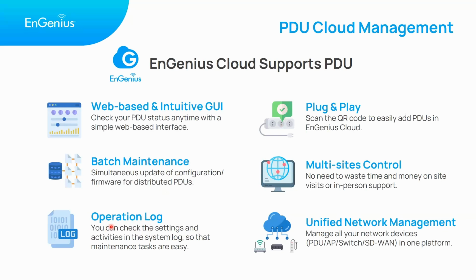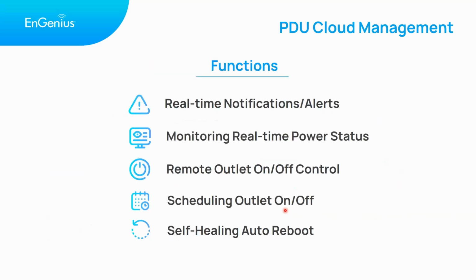And then, of course, since this is part of our ecosystem, our unified network management, alongside our APs, switches, switch extenders, and SD-WAN, now you have the PDU as well as part of that platform for managing everything. Now, some of the functions that we have for the PDUs are real-time notifications. This can be customizable as well. And then we have real-time monitoring. That's through the cloud or through the screen that's embedded on the unit.